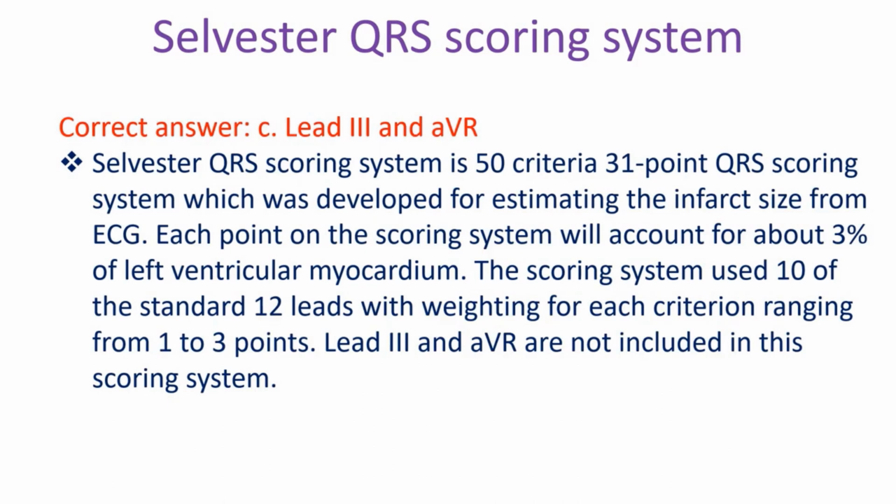Lead 3 and AVR. Sylvester QRS scoring system is a 50 criteria, 31-point scoring system which was developed for estimating the infarct size from ECG. Each point on the scoring system will account for about 3% of the left ventricular myocardium. The scoring system used 10 of the standard 12 leads with weighting for each criterion ranging from 1 to 3 points. Lead 3 and AVR are not included in this scoring system.